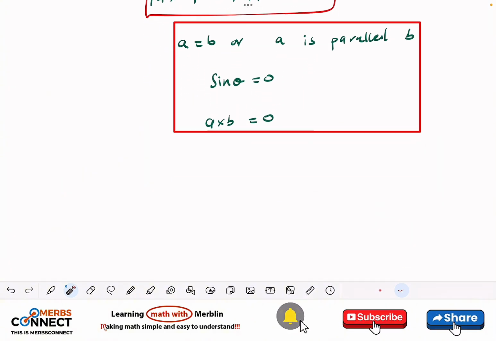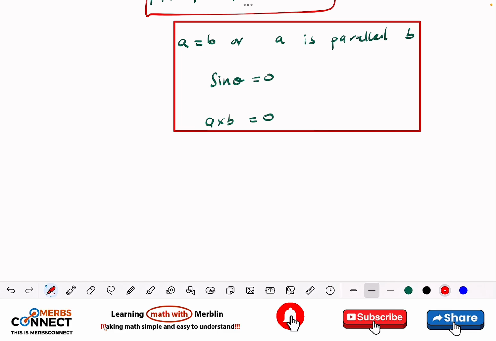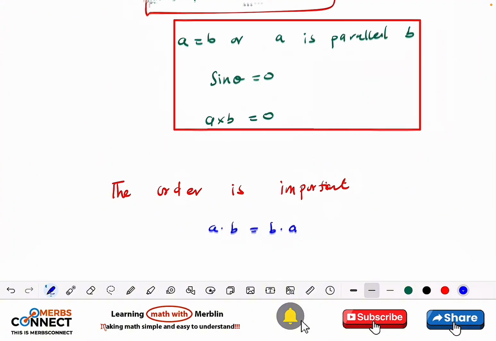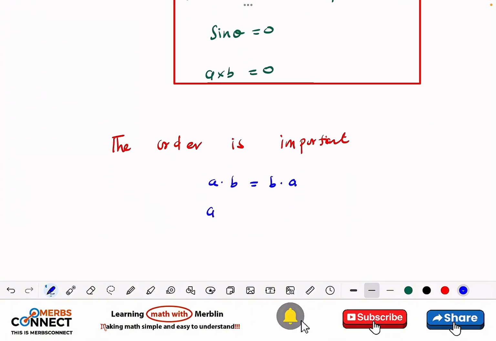Now note that, as I said earlier, the order is important. I will show you something right now. The order is very important. Now remember, as I said, a dot b is the same as b dot a, but here a cross b is not the same as b cross a. That is the reason why we are saying that the order is very, very important here.